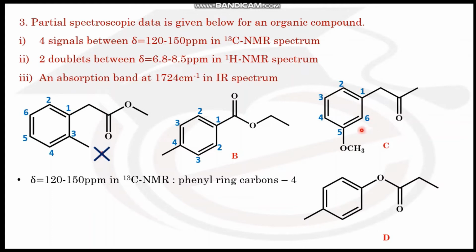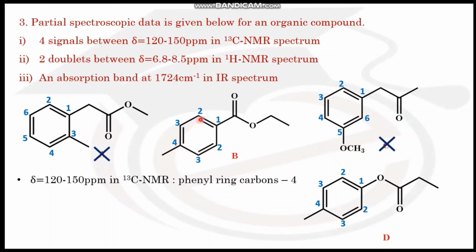Consider option C. Here also overall 6 types of carbons are there, considering only the phenyl ring carbons, so this option also we can eliminate. Coming to option D, here also you can see 1, 2, 3, 4 types of carbons. So from the first data, we can eliminate 2 structures. Now B and D are remaining.